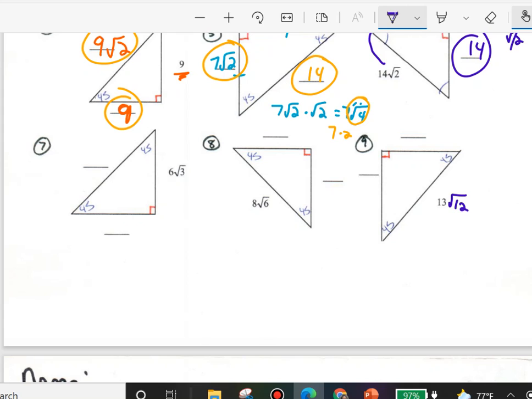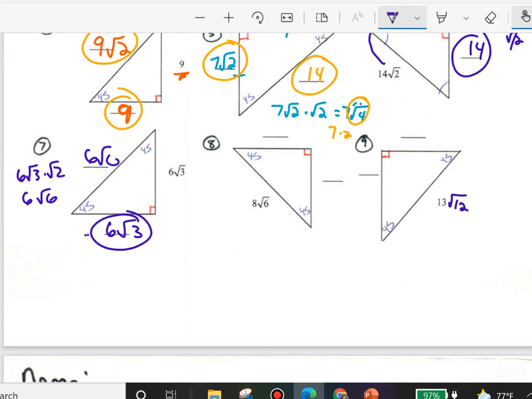All right. So for number 7, again, if you want, take a second, pause the video, try these on your own. But the 2 legs are going to be the same. So this other leg here will be the same, 6 root 3. The hypotenuse is whatever the leg is times the square root of 2. So it's 6 root 3 times root 2. That becomes 6 root 6.